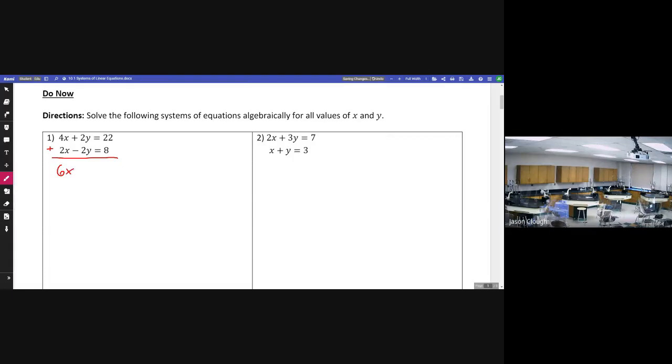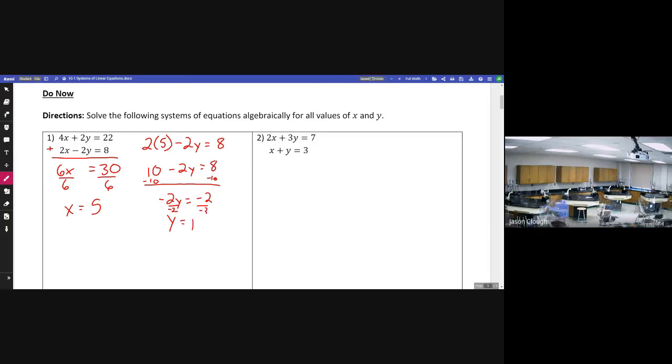2y plus negative 2y is just 0. And then 22 plus 8 is 30. Once we get this, we can divide both sides by 6, and we get x equals 5. Once we get what x equals, we could take one of the other 2 equations, plug 5 into it, and solve for the other variable y. So I plug 5 in, 2 times 5 is 10, minus 2y equals 8. Subtract the 10 over, and we get negative 2y equals negative 2. Divide both sides by negative 2, and I get y equals 1.